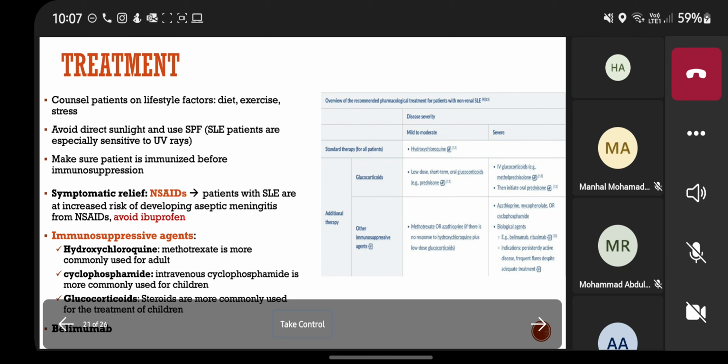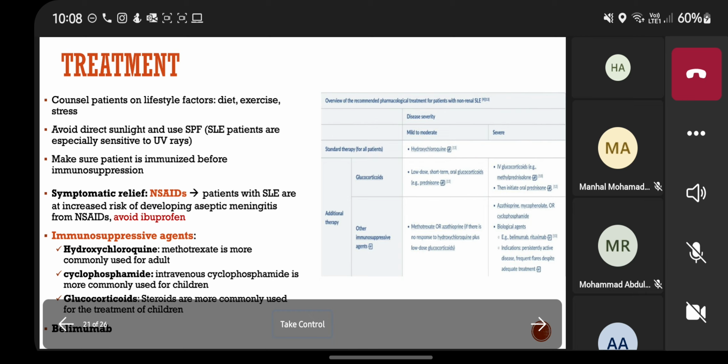Treatment: we counsel the patient on lifestyle factors like diet, exercise, stress, and avoid direct sunlight and use SPF. SLE patients are especially sensitive to UV rays, and we make sure the patient is immunized before immunosuppression. Symptom relief includes NSAIDs, but we avoid ibuprofen. Immunosuppressive agents like hydroxychloroquine, cyclophosphamide, and glucocorticoid.